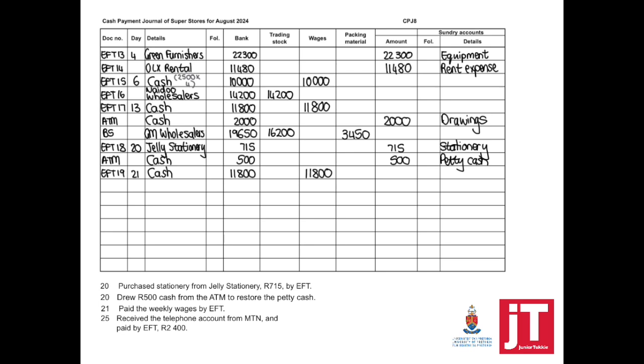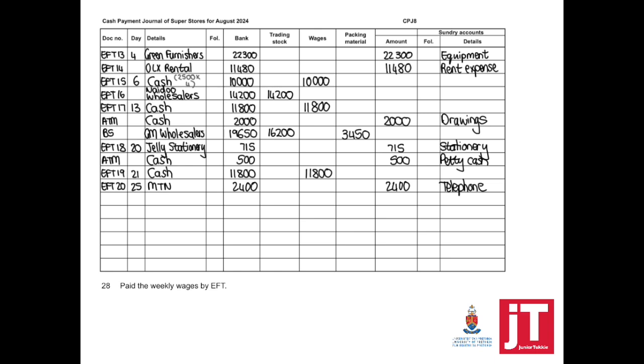Day 25, received a telephone account from MTN and paid by EFT 2,400. Source document EFT day 25. Who did we pay? MTN. How much? 2,400. For what reason? For telephone. There's no money column open for telephone. That's why it appears under sundry accounts.